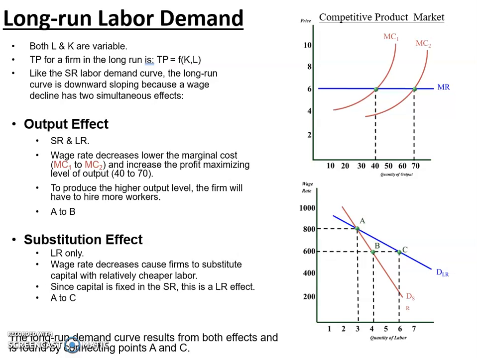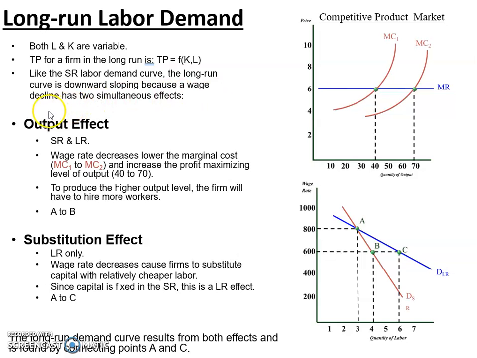In the long run, however, both labor and capital are variable. And so the total product for a firm in the long run is a function of capital and labor. Variable capital and labor. This is sometimes referred to as scaling. A company can scale up by adding more machines and workers, or it can scale down by subtracting machines and workers. Like the short-run demand curve, the long-run curve is downward sloping because a wage decline has two simultaneous effects.